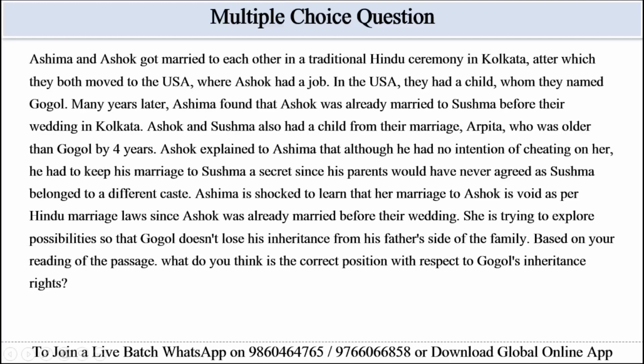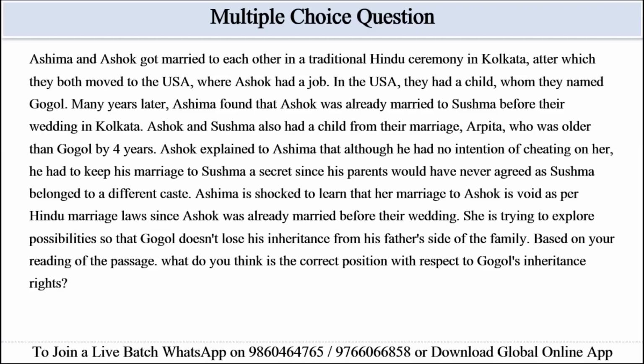So we have a question here. Ashima and Ashok got married to each other in a traditional Hindu ceremony in Kolkata, after which they both moved to the USA, where Ashok had a job. In the USA, they had a child whom they named Gongol. Many years later, Ashima found that Ashok was already married to Sushma before their wedding in Kolkata. Ashok and Sushma also had a child from their marriage, Arpita, who was older than Gongol by 4 years.